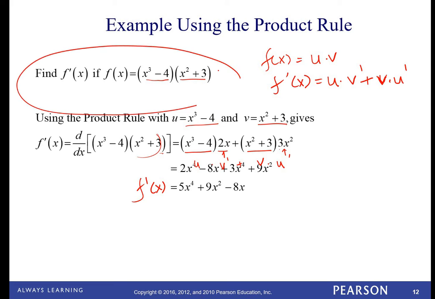So again, product rule is very important. Product rule. There are a lot of ways to write it. This is a fairly simple way. u times v prime plus v times u prime.